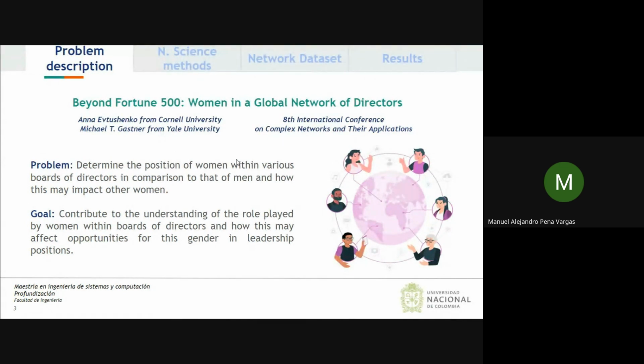there is uncertainty about whether women are being marginalized by men or even by other women, because there is a phenomenon called queen bees, where some women take the power and don't let other women get there. So they wanted to identify this. In response, they created this network in order to contribute to the understanding of the role played by women in corporate boards.